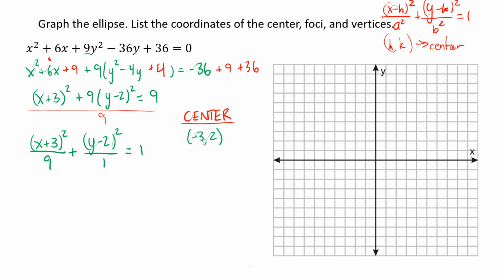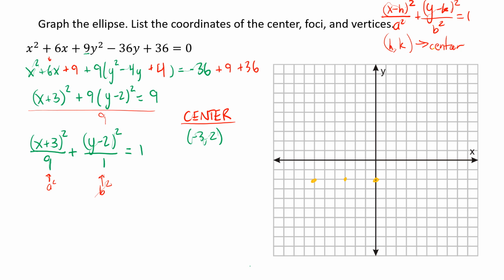The next thing we can do is find c. Actually, we can find the vertices right away. The vertices are going to be a units in either direction of the center. What we said in the previous slide was that if a squared is greater than b squared, or if a is greater than b, same thing, we'll have a horizontally oriented ellipse. So, a quick sketch over here on the right: if our center is at negative 3, 2, it's right here. That means our a value is 3, so we'd have a vertex right there, and we'd have a vertex right here.